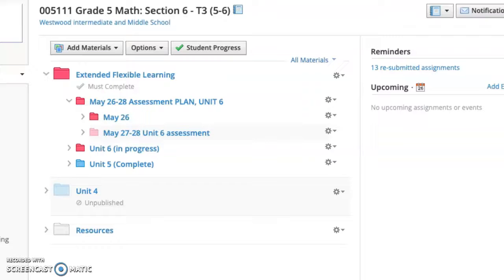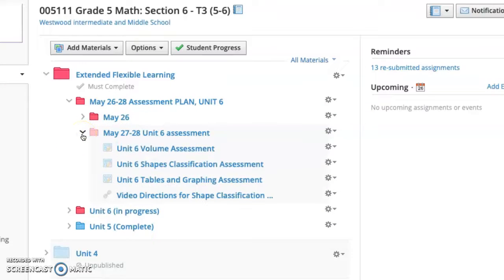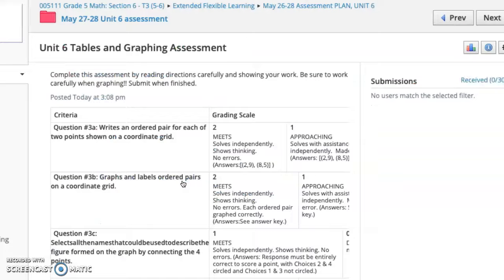Unit 6 Assessment. You are here because you are taking the next part of the Unit 6 assessment. These are the directions. You are currently in the May 26 through the 28 Assessment Plan Unit 6 folder, and you're going to click on May 27 through the 28th Unit 6 Assessment. Right now, you are looking at taking the Tables and Graphing Assessment. So click on the Unit 6 Tables and Graphing Assessment.